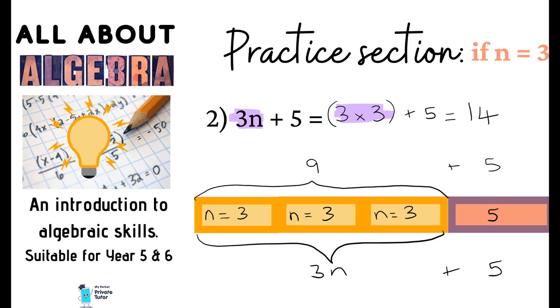Is this starting to make sense now? Remember, you can pause and you can rewind. So you've got 2 methods. You can represent your number sentence using bars, as I've done at the bottom, or you can simply rewrite it, but swap your letter n for the value 3.